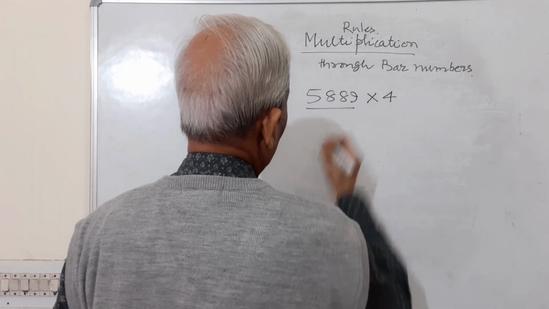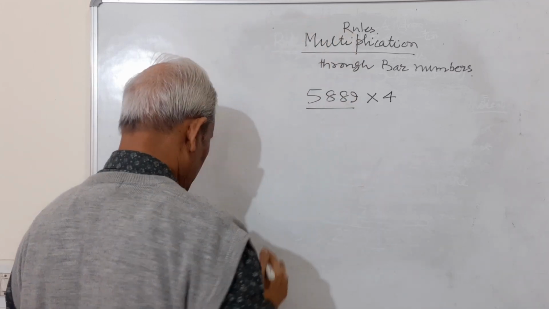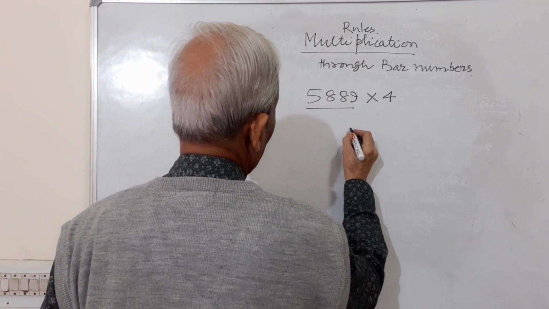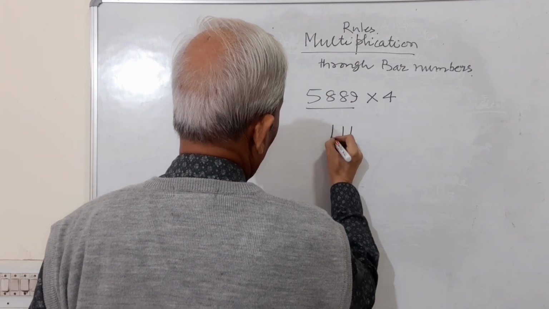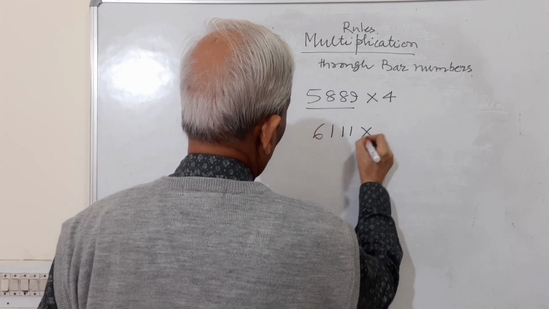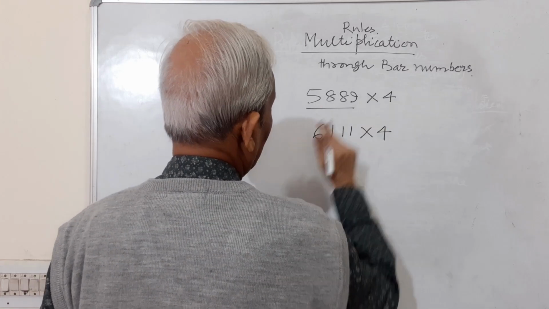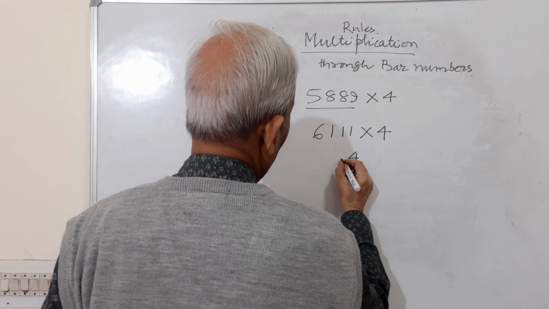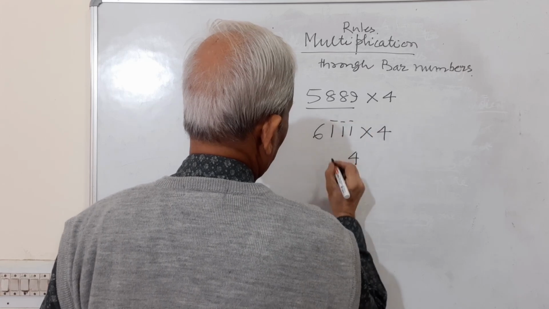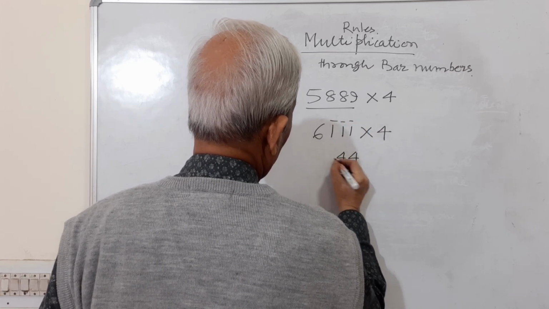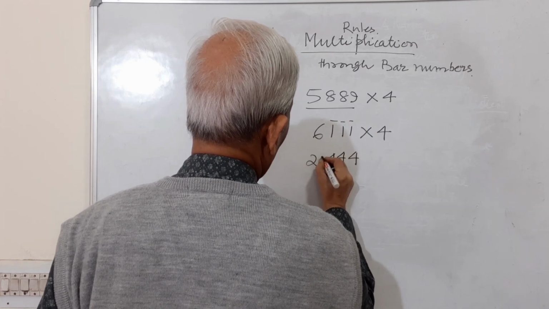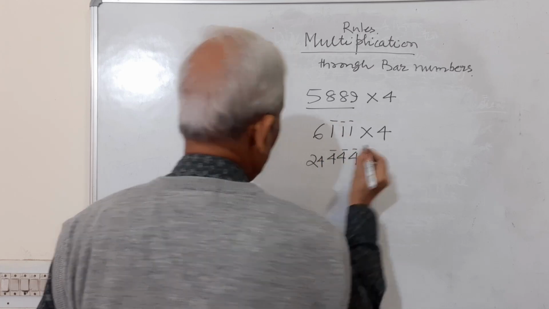Convert this only into a vinculated number. The vinculation here will become 1, 1, 1, 6 into 4. It becomes easier now. Now we'll make it 4. These are vinculated. 4, 4, 4, 24, vinculated.